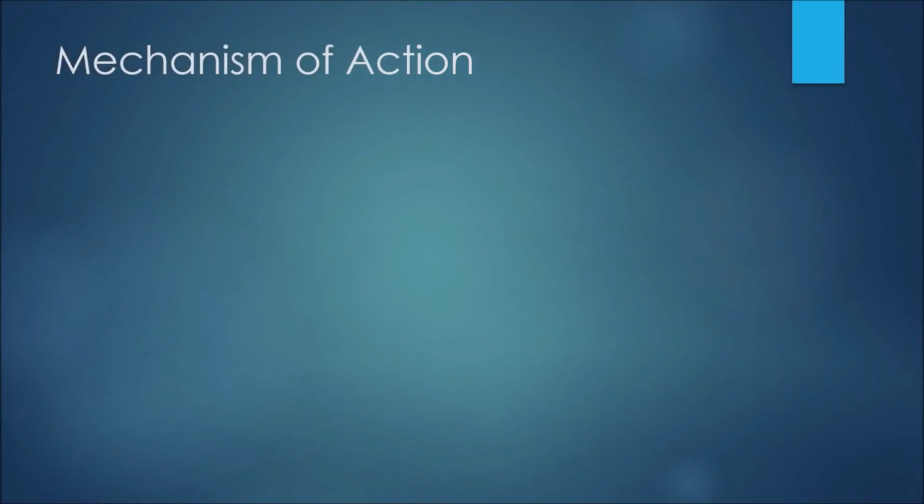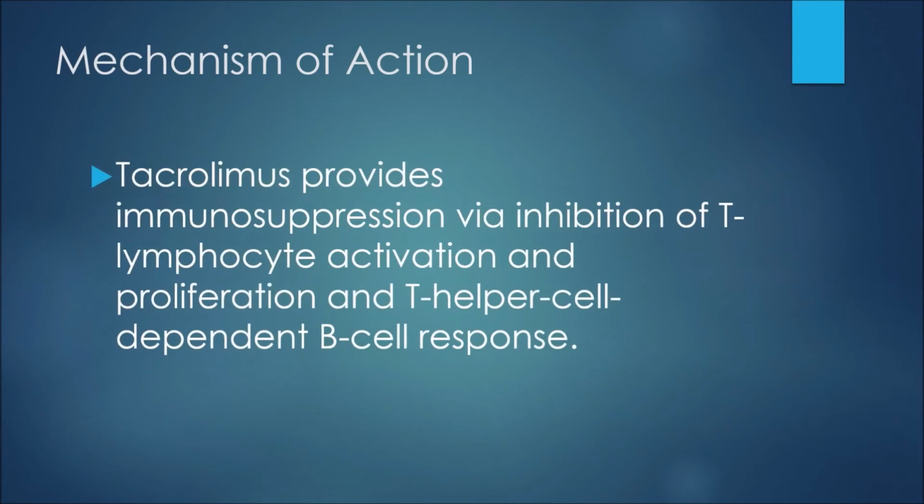So the first thing to discuss here would be the mechanism of action or how this medication works. So Tacrolimus provides immunosuppression via inhibition of T lymphocyte activation and proliferation and T helper cell dependent B cell response.